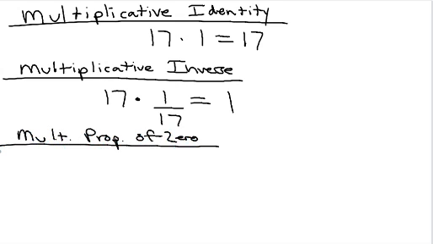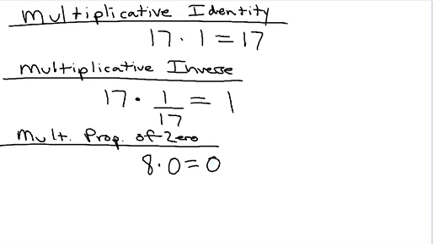The multiplicative property of 0 says that if you multiply a number by 0, you get 0. 8 times 0 is 0. Now we have two big properties to finish with.